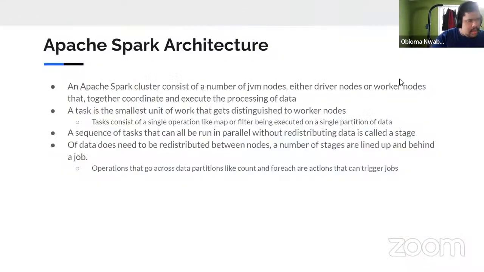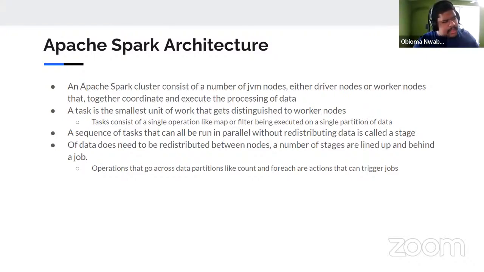All right. So first, we're talking about the architecture. Your top level in Spark is your cluster level. It's a number of JVM nodes. They can be driver nodes, they can be worker nodes, and they together coordinate and execute all the data processing that takes place on the cluster.